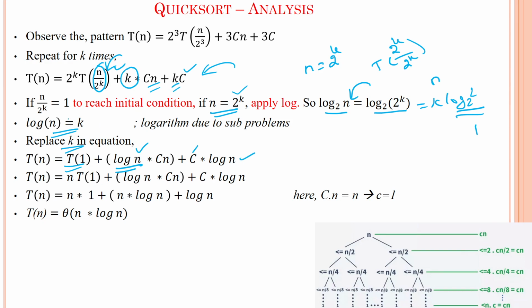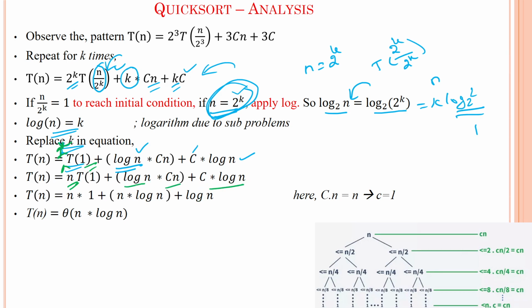So now here in this place, we are having 2 power k, which is here n. Actually here 2 power k should be there, in this place 2 power k should be there. So 2 power k is now n. Then t of 1 times n, log n into cn plus c times log n.